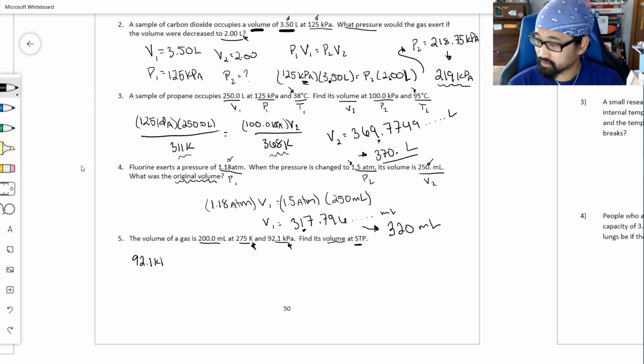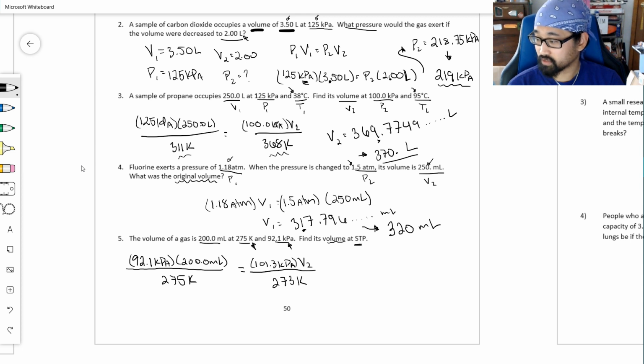92.1 kPa times 200 milliliters over 275 Kelvin. There's all my initial conditions. Those are all my 1s. My 2s at STP: kilopascal STP is 101.3 kPa. I don't know the volume, that's V2, and I'm dividing by temperature in Kelvin, which is 273.